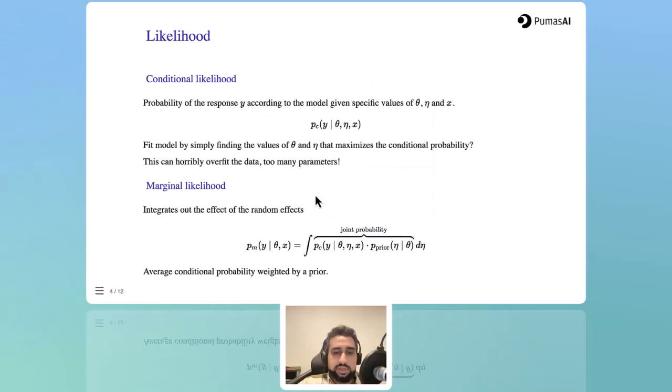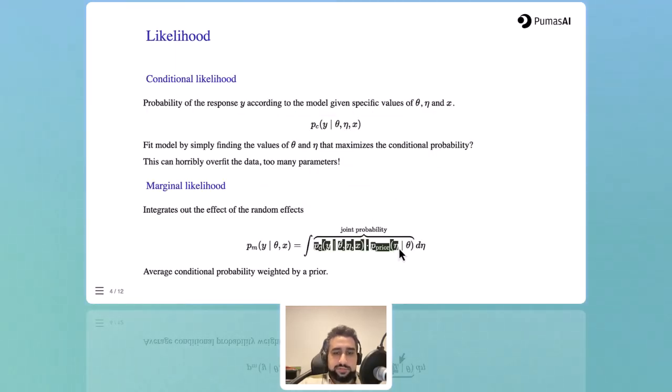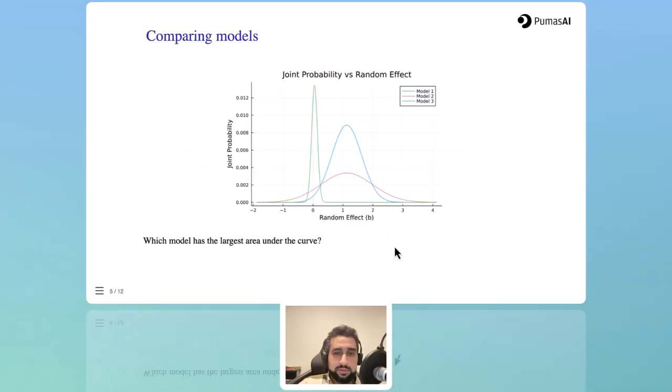Now, largest peak could mean that, for example, this value here is very, very large for a specific value of the prior. So let's say eta equals 0. This gives us a very, very high value of the conditional likelihood, and so we have a large peak. We have a very high peak here. However, the conditional likelihood is quite sensitive to the choice of the random effect. So if I change this random effect from 0 to maybe +1, then all of a sudden I have 0 here, or something very close to 0.